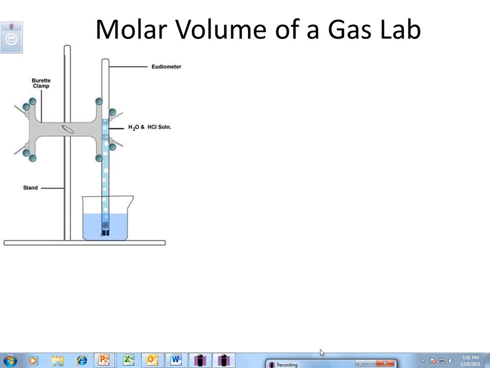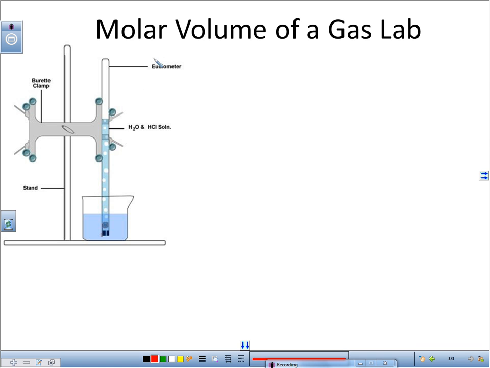Alright everybody, we're going to use our data to figure out the molar volume of the hydrogen that we formed in this lab. I'm going to use some data from a couple of students from first and second block, just to have a hodgepodge of data here. It will not be anybody's individual data, but you can use your data to compare.